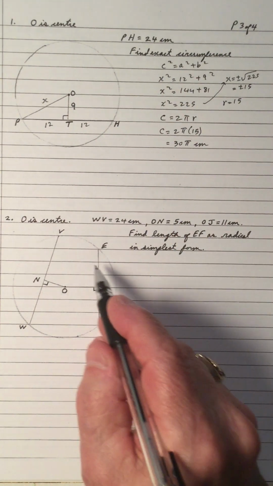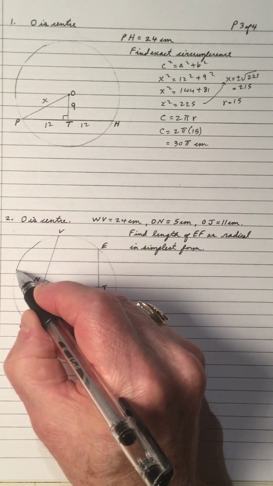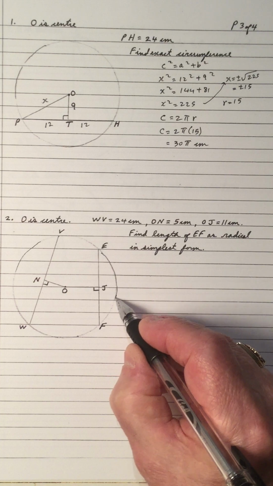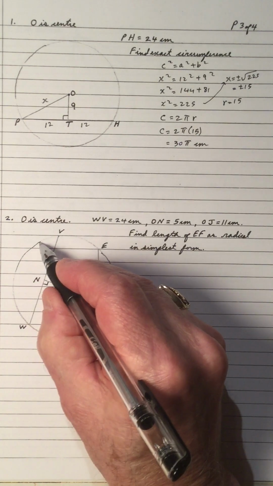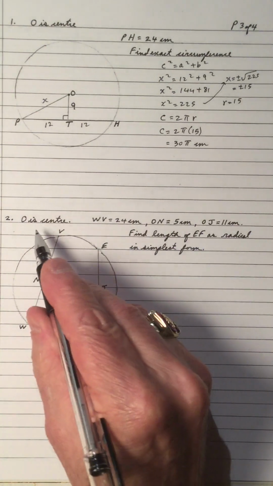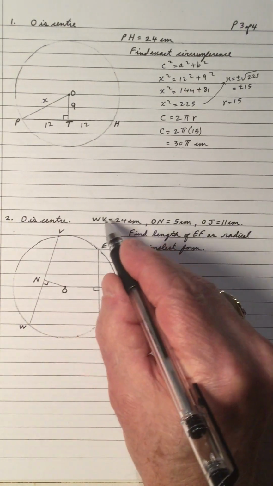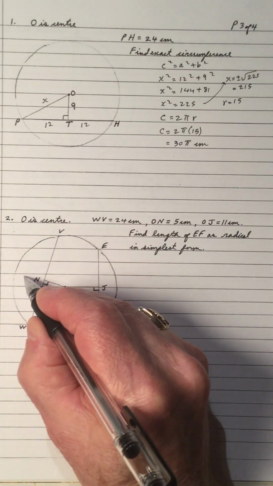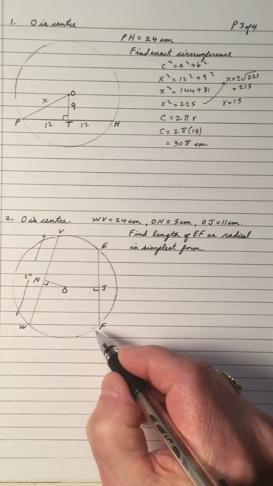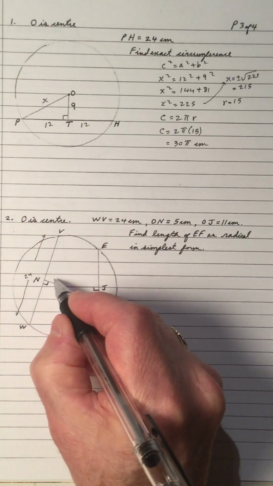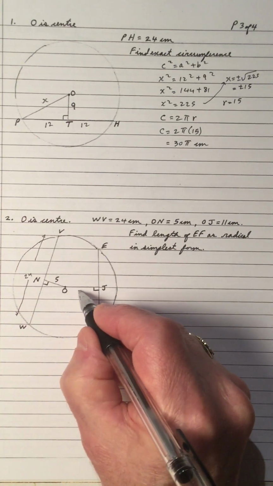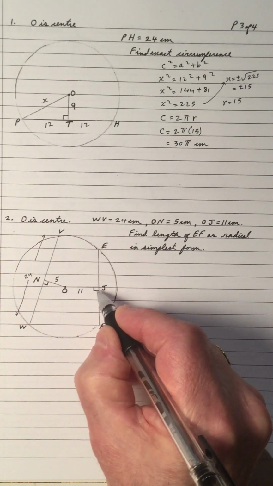Number 2, we have a circle. Again, this circle is a little bit faded. The printer didn't print it off perfect, but you can see the shape. Okay, here we go. Now, it says O is the center. It says that WV is 24, so this is 24 from here to here. ON is 5. ON is right here, centimeters. OJ is 11 centimeters. OJ is 11.